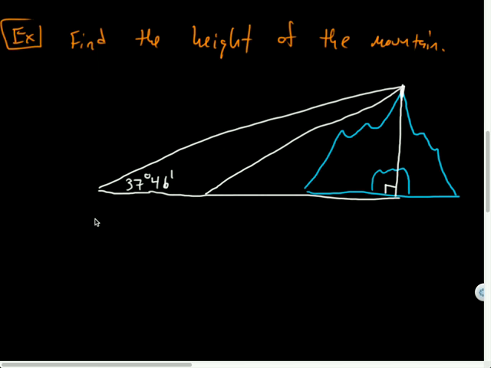And then let's say that from this location, I look up at the mountain and I find an angle of 37 degrees 46 minutes. And then I walk forward 1,000 feet. Actually, I'm going to label this feet so it doesn't look like minutes. And I take another angle measure. So this angle is different than that one, and this angle is 40 degrees 30 minutes. No, I think it's more like 44. And the question is, how tall is the mountain?